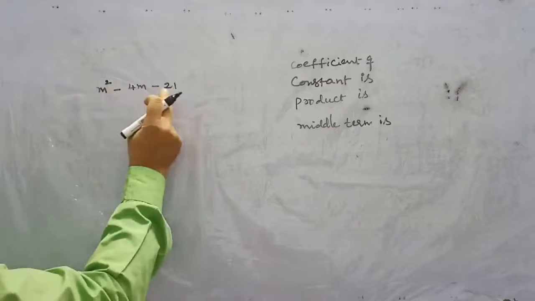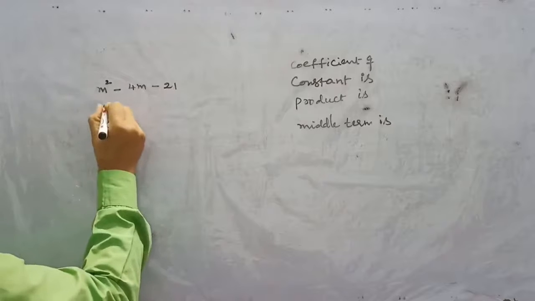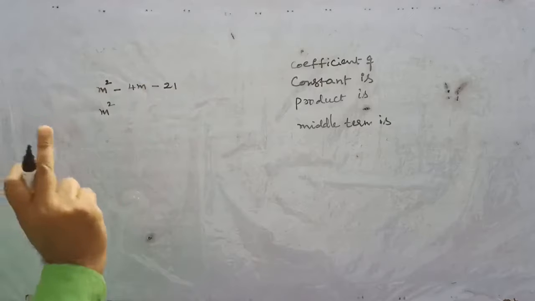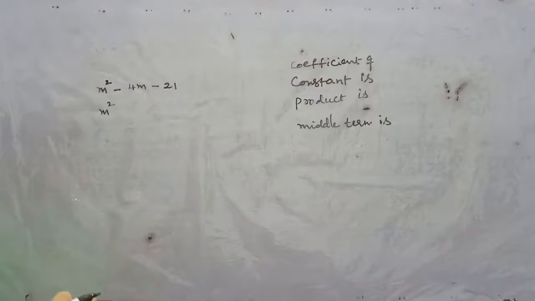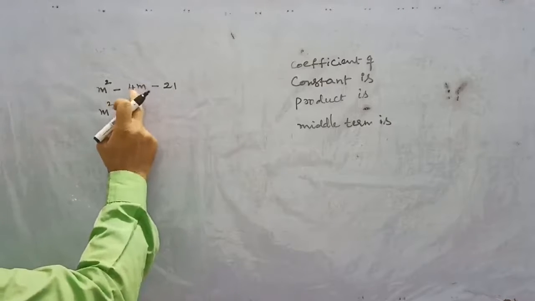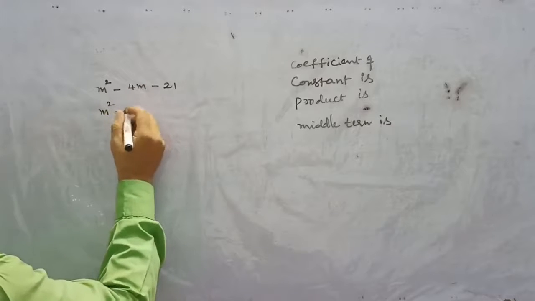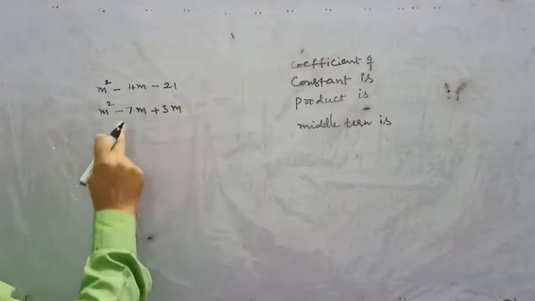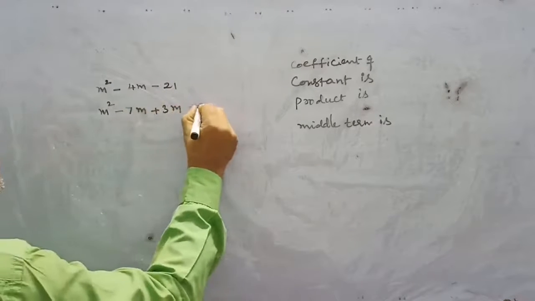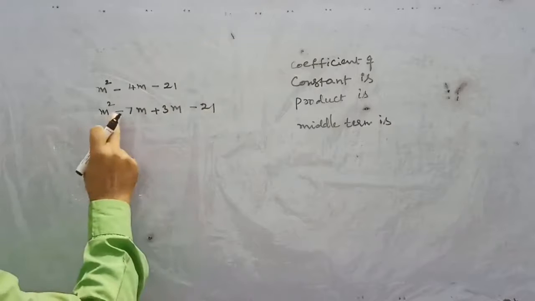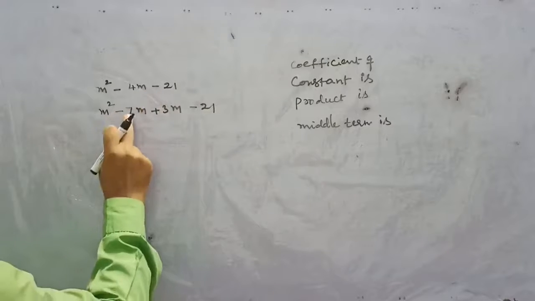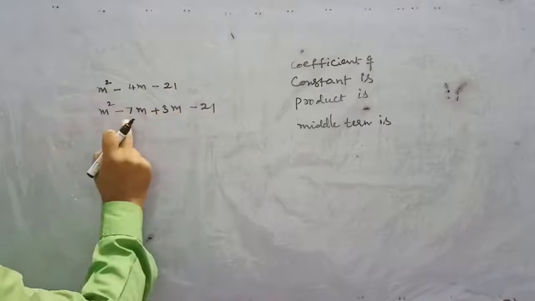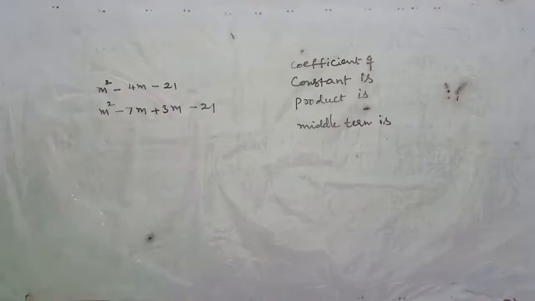This can be written as m square. 21 can be written as 7 3s are 21. 7 plus 3 is 10. 7 minus 3 is 4. So I can write this one as minus 7m plus 3m. Minus 7m plus 3m, minus 21. Now minus into plus. Minus 7 3s are 21. m into m, m square. Minus 7m plus 3m is minus 4m.